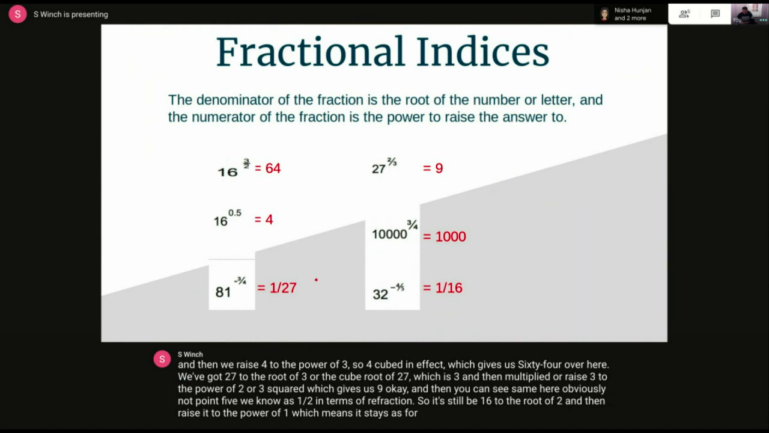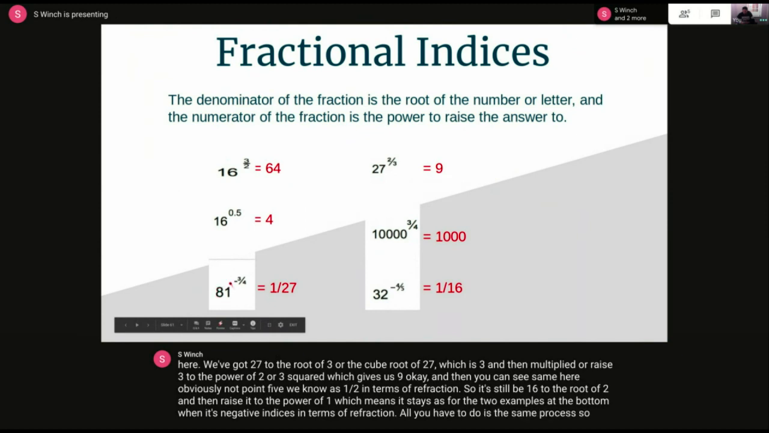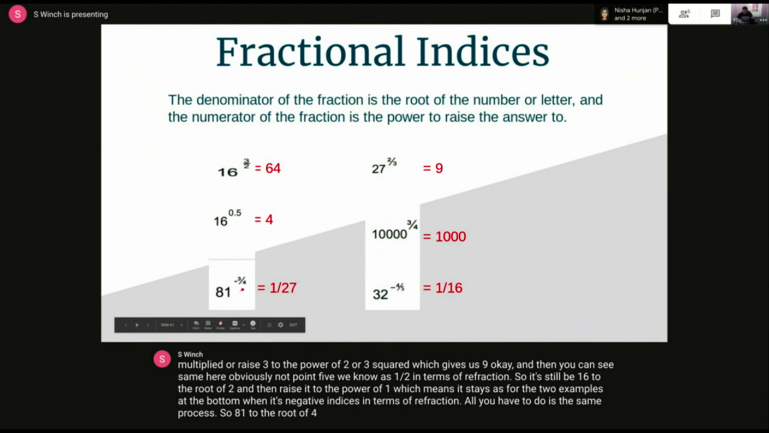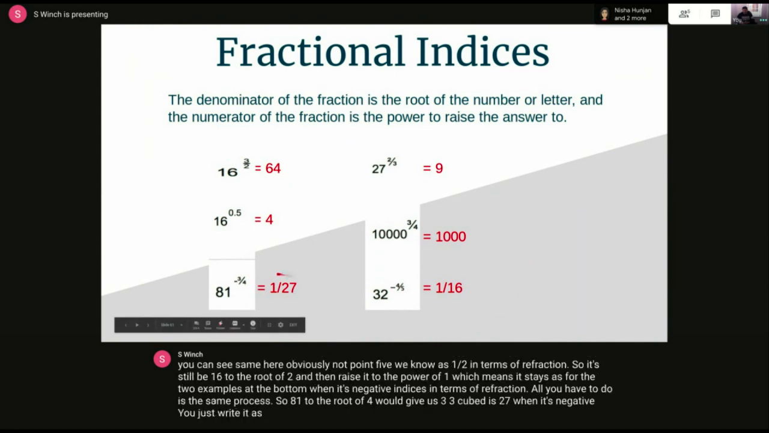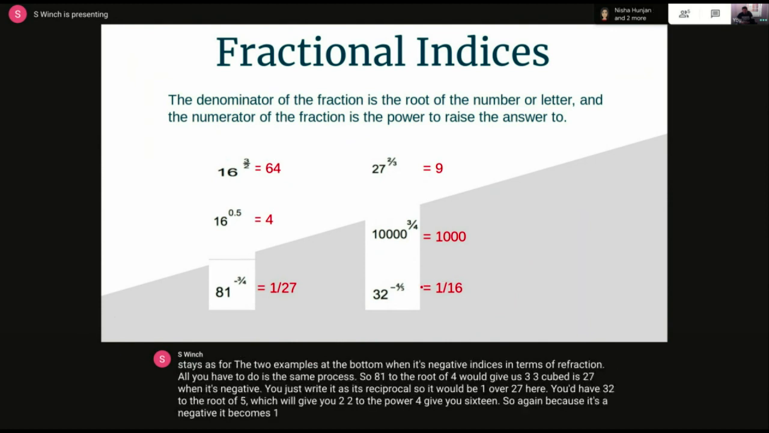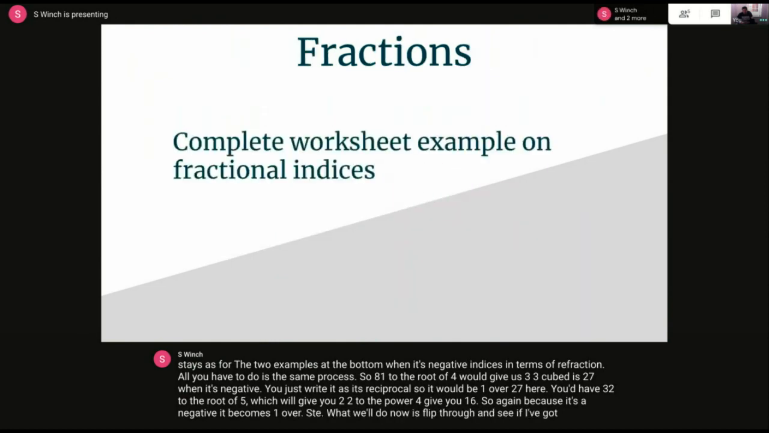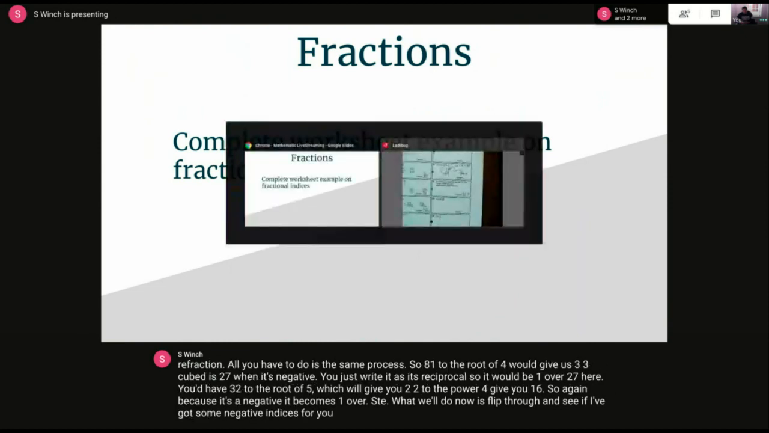The two examples at the bottom, when it's negative indices in terms of a fraction, all you have to do is the same process. So 81 to the root of 4 would give us 3. 3 cubed is 27. When it's negative, you just write it as its reciprocal. So it would be 1/27. Here you'd have 32 to the root of 5, which would give you 2. 2 to the power of 4 would give you 16. So again, because it's a negative, it becomes 1/16.